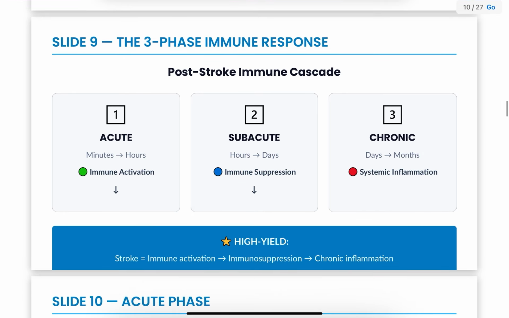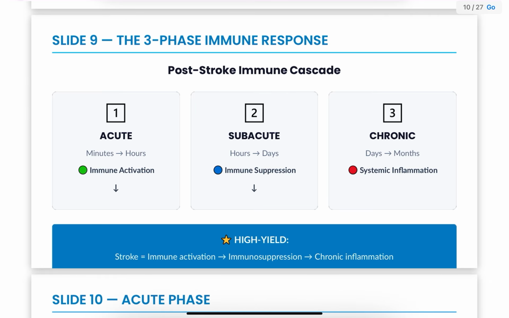Now let's move to talk about the three-phase immune response. So we're going to get to the core of the concept of this lecture. The immune response after stroke is not just a single response. We need to know that it's a multi-phase or multi-process cascade that changes over time. The first one that we start with is the acute phase, which occurs within what? Minutes to hours. And this is mainly characterized by immune activation and also inflammation.